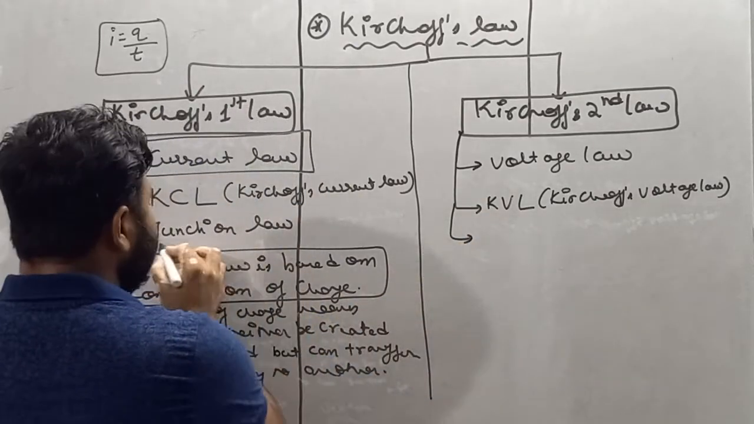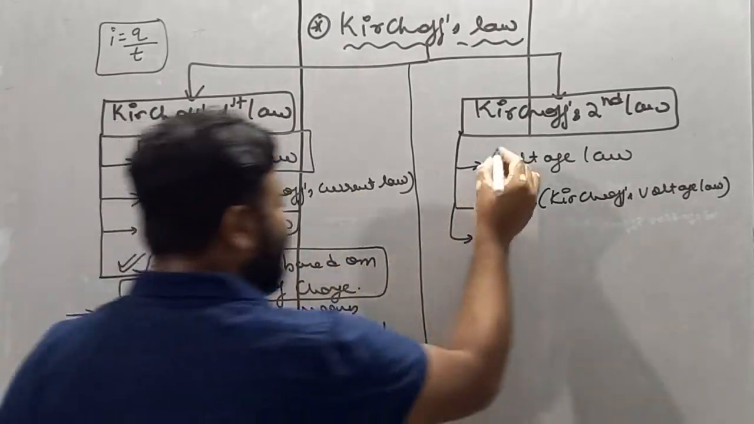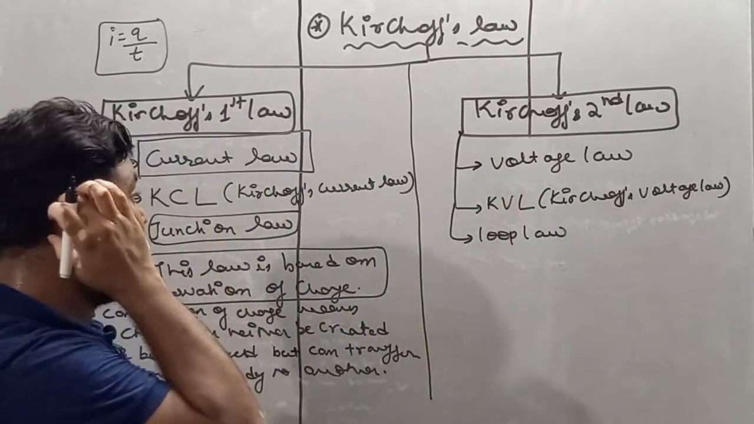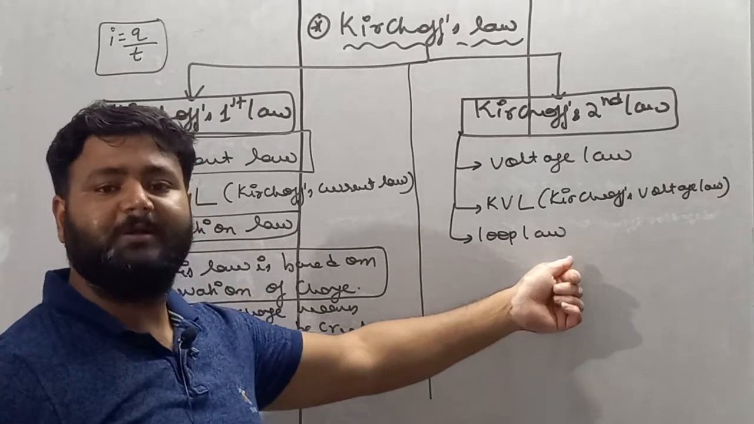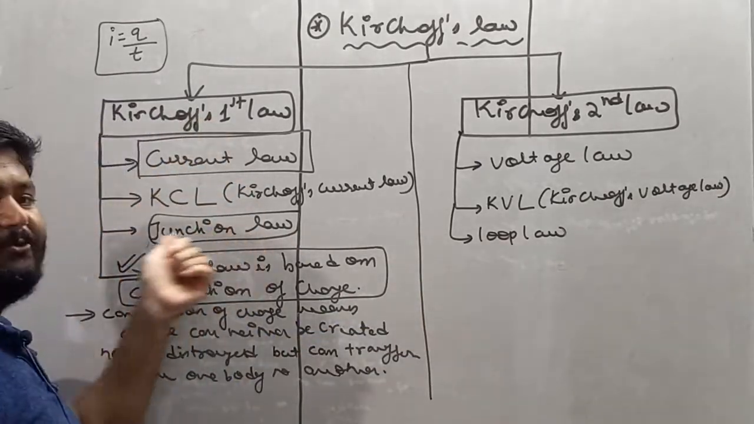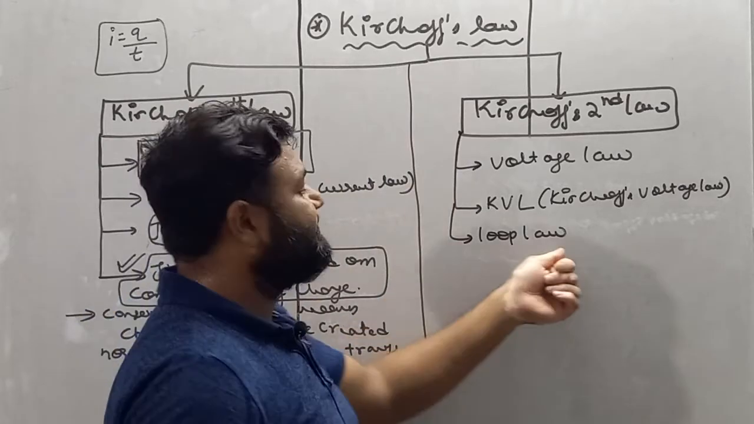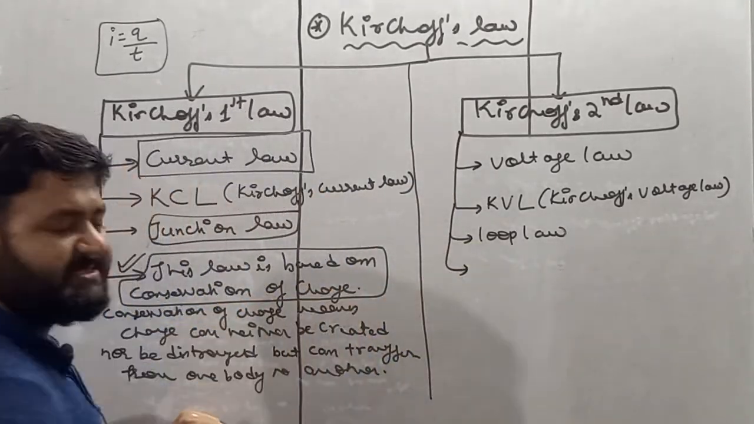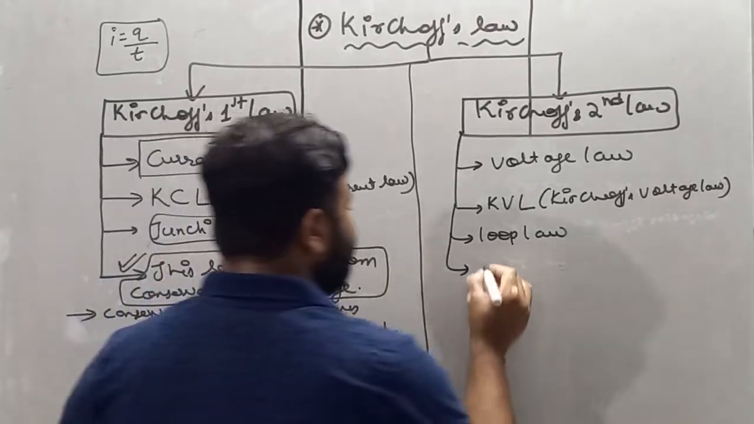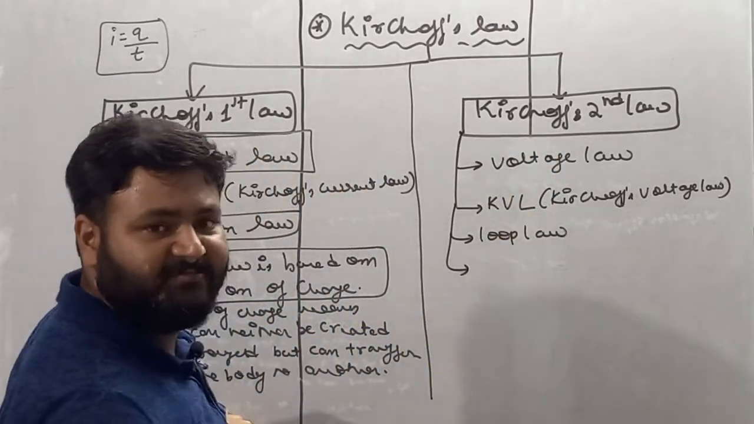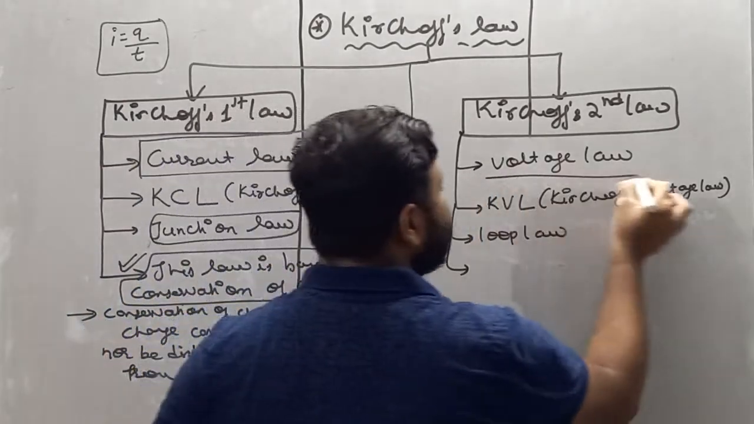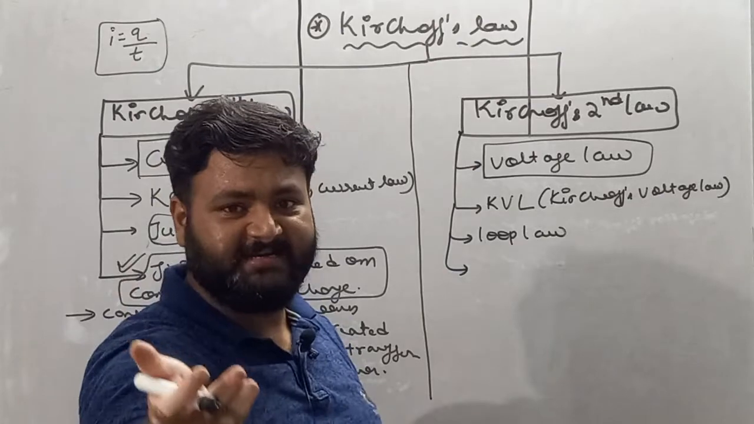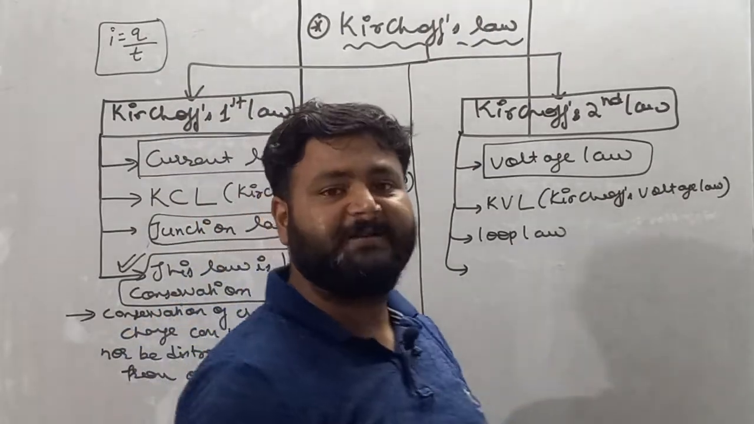Similarly, the first law is said to be the junction law, and the second law is said to be, my dear student, the loop law. Moving forward, the first law is based on conservation of charge, but the second law is based on conservation of energy. As we know, it is related to voltage, and voltage is basically a form of energy. We'll discuss this in chapter number 2.